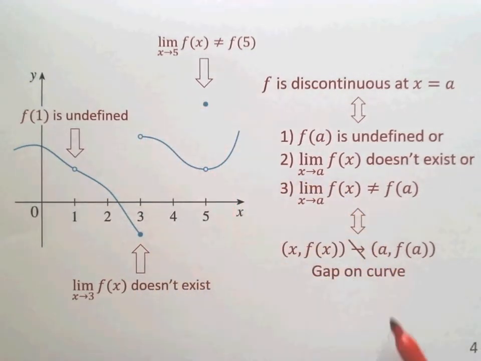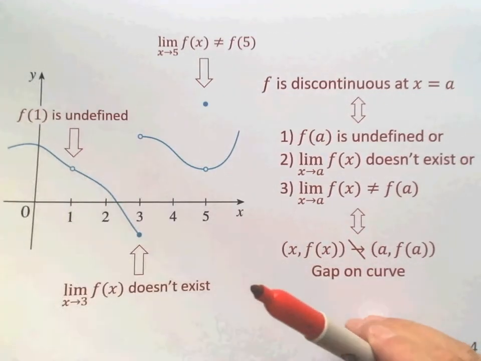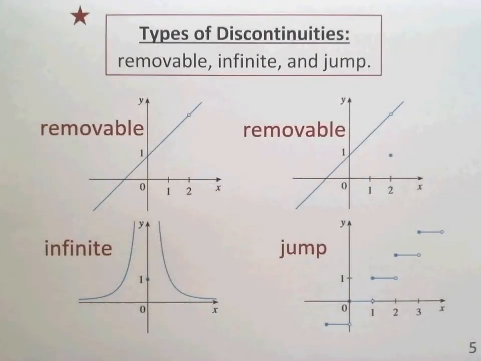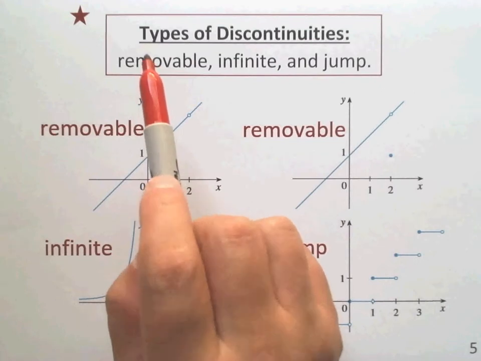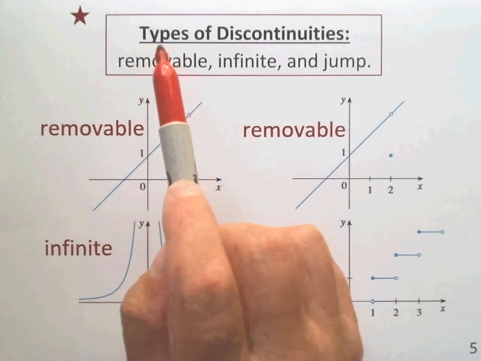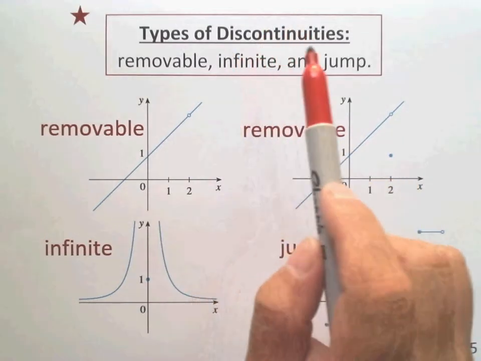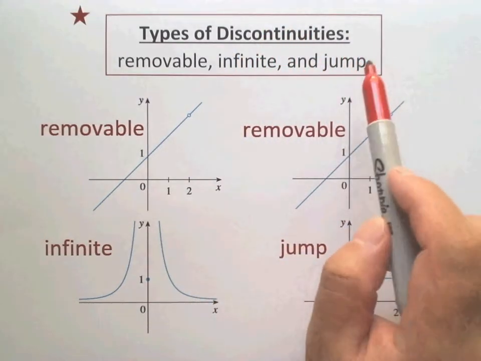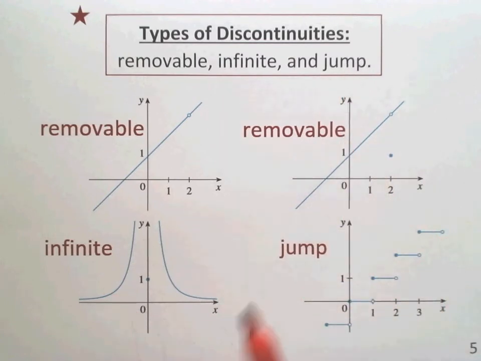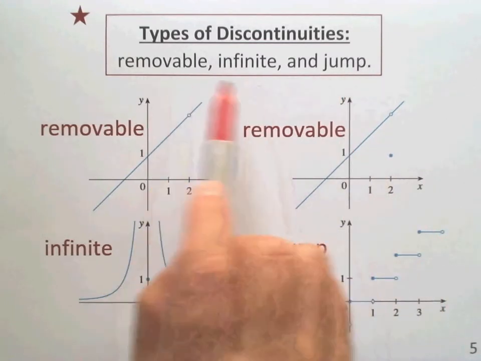So there is a gap on the curve, which means discontinuity. Let me see here. All the types of discontinuity: we have 3 types we need to discuss. That's important. We have removable discontinuity, infinite discontinuity, or jump discontinuity. All the discontinuous points belong to one of these 3.